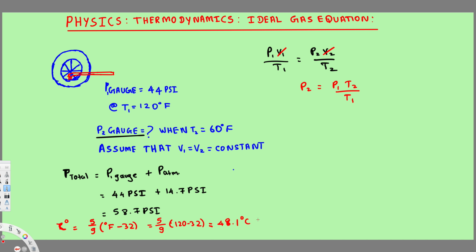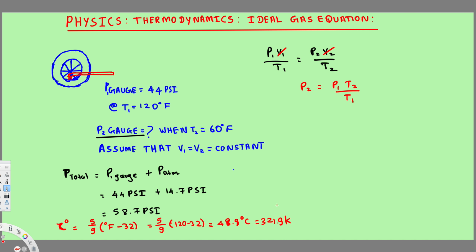So that's going to give us 321.9 Kelvin. So this is 9 right here, right? So yeah, that's how this makes sense. So this is Kelvin.